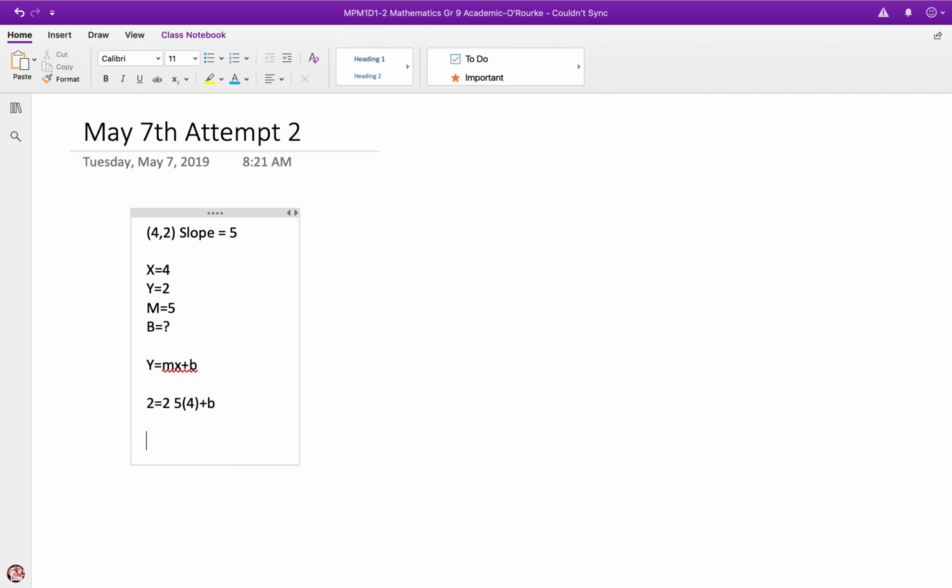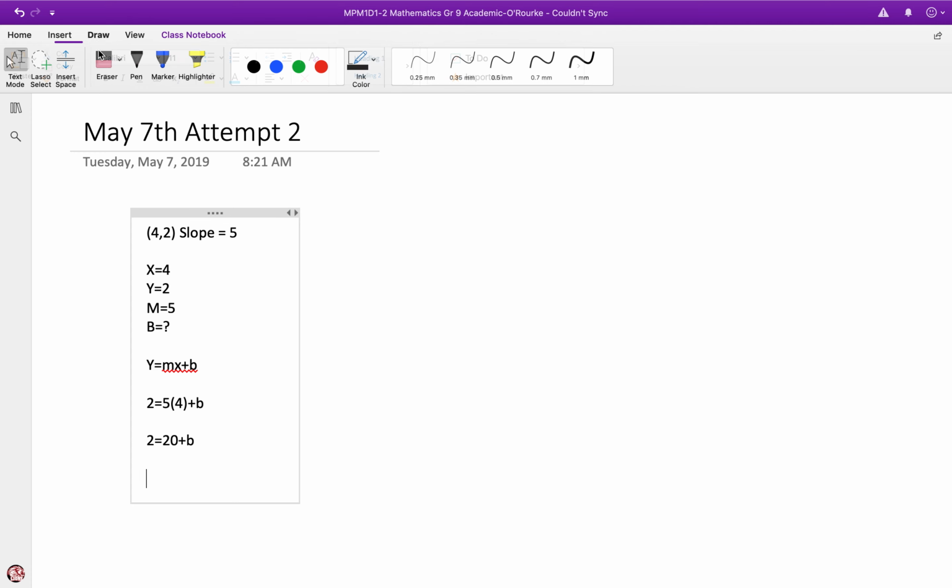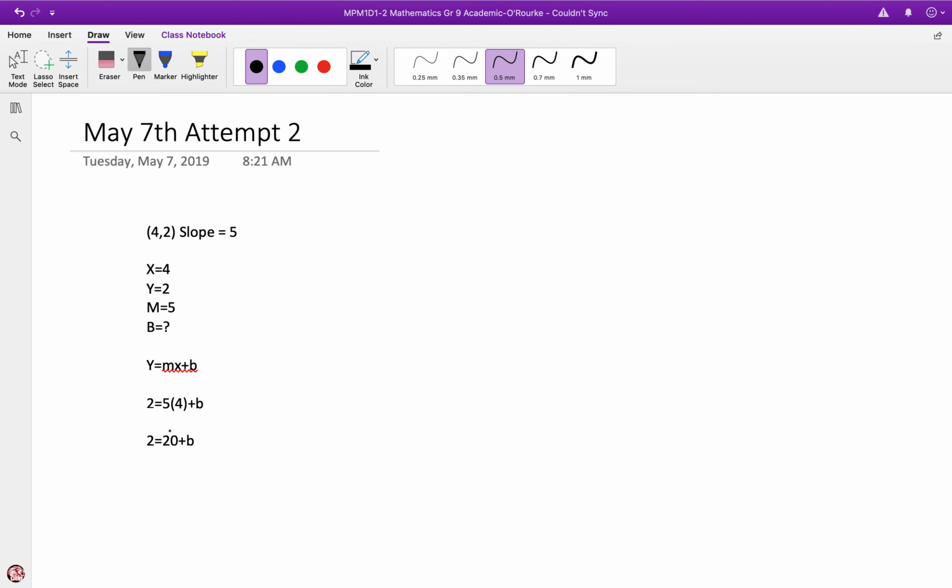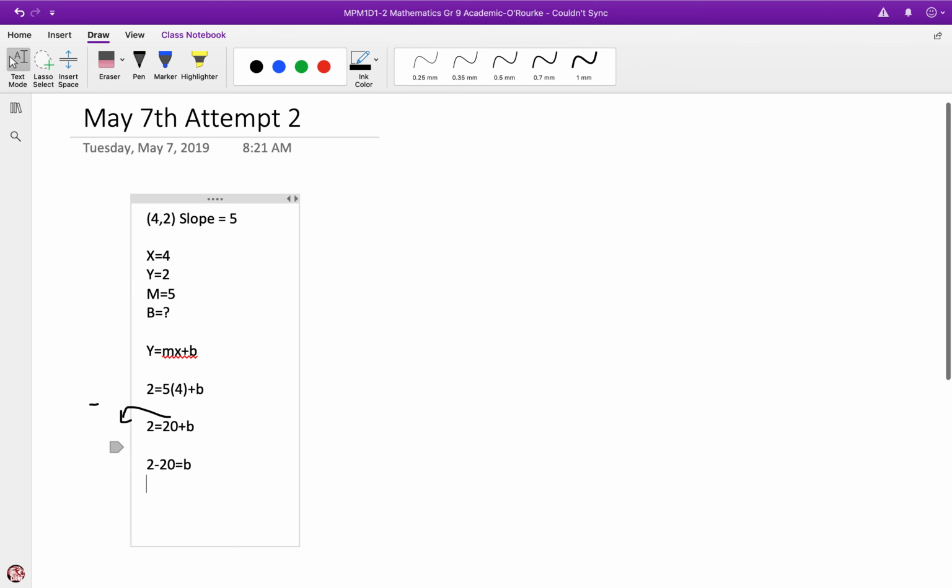Therefore, next line is going to be 2 equals, oops, I put an extra 5 and 2 in there. And that's going to be 20 plus b. Okay, so now we're here. Now we need to solve for b. So we're going to move this over to this side. So it's a plus on that side, it's going to become a negative. So that gives us 2 minus 20 equals b. So negative 18 equals b.